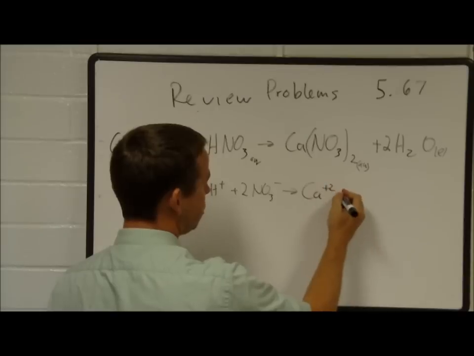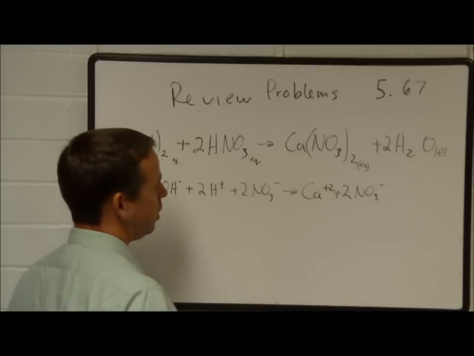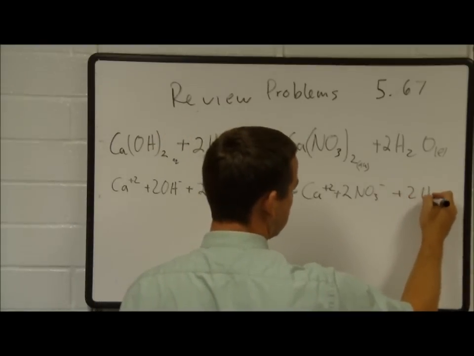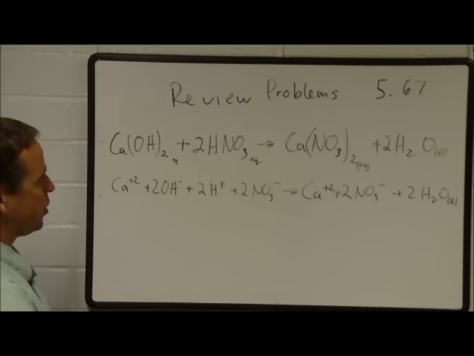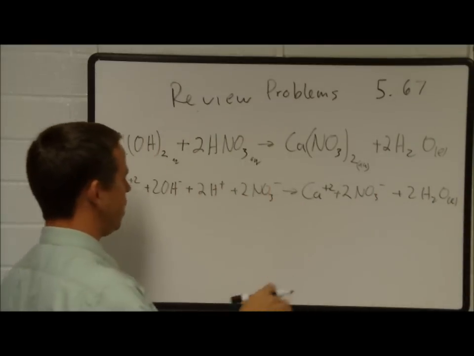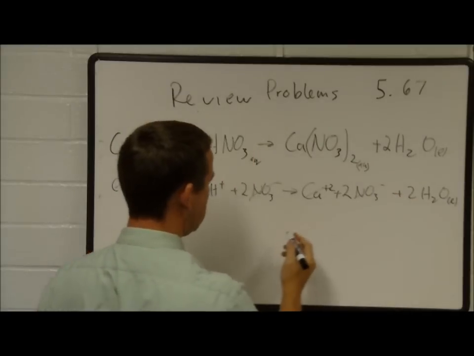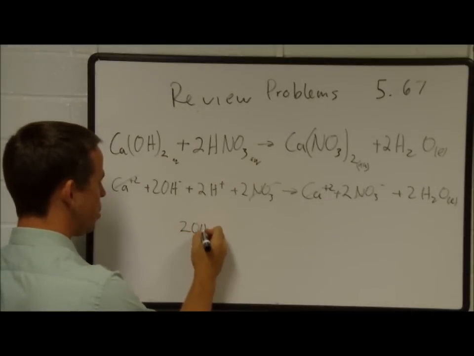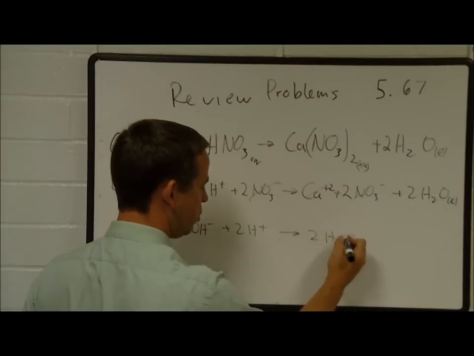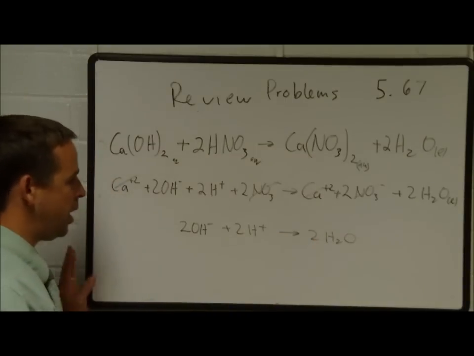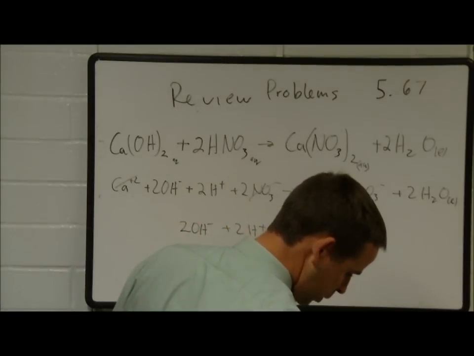So here we have a calcium +2 ion. And then we have 2 NO3 minus ions, right? Okay, and then we get our 2 water molecules. Okay, so there's our ionic equation, and the net ionic equation identifies that calcium and nitrate are spectating. Therefore, it's just 2 OH minuses plus 2 H pluses to form 2 H2Os. All right, so that is our net ionic equation. You could go down to 1, 1, 1 if you wanted to, but that's the net ionic equation there.